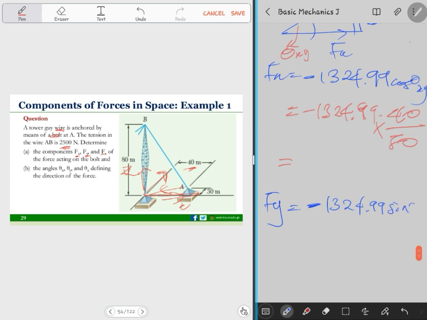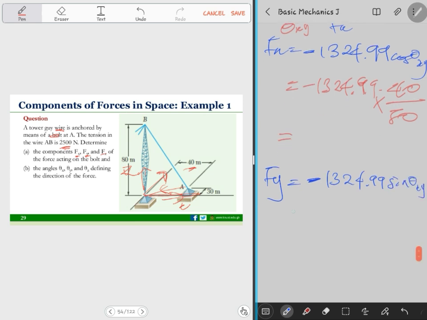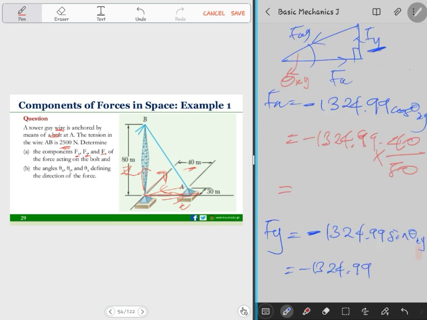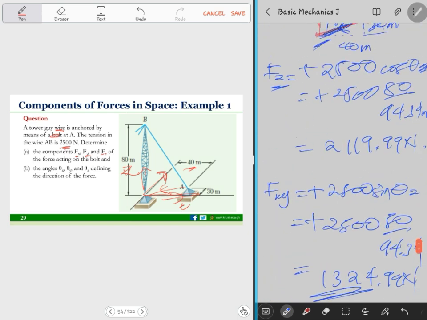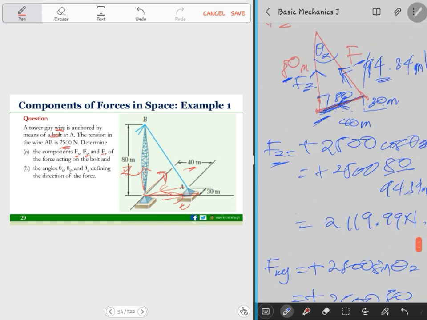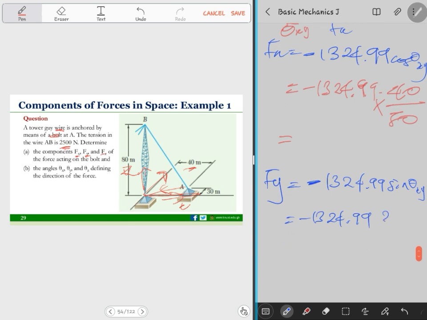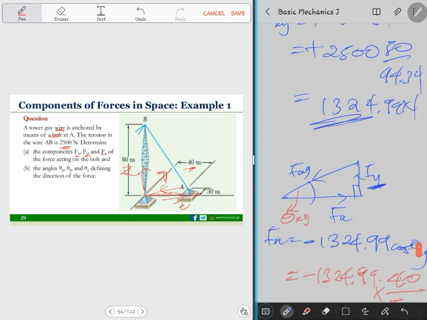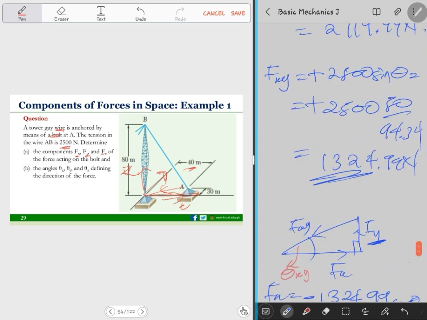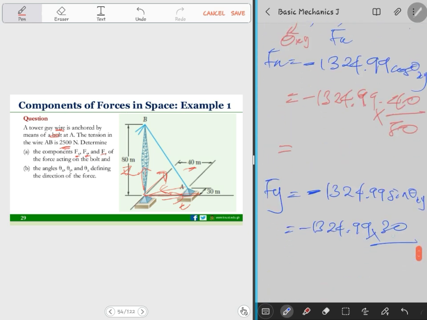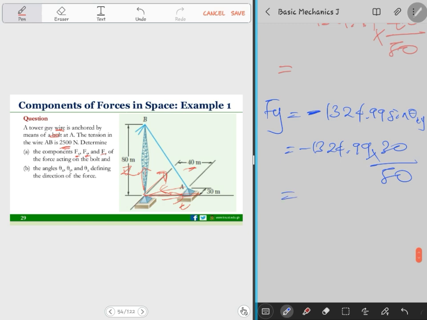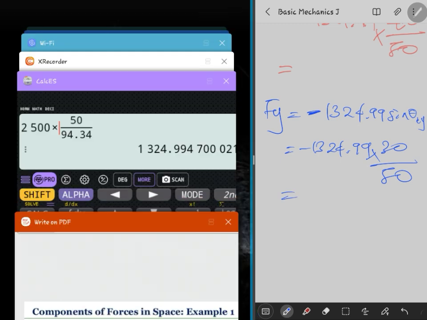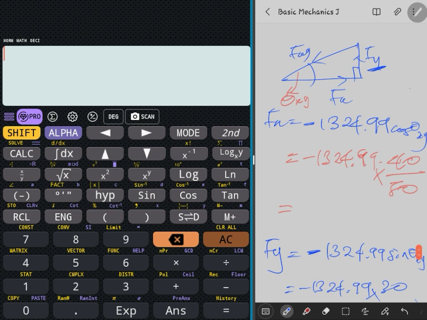Per this particular thing here, the Fy is opposite to the angle, so sine theta xy, right? So this is what we do: minus 1324.99 times sine, opposite over hypotenuse. The opposite, the Fy, we know from this particular side to be 30, and the hypotenuse we know to be 50, so we put that one there. So now let's see what we get for these two. Then again, the negatives are there so that we keep the direction. The moment you miss the direction, everything is messed up. So let's see.